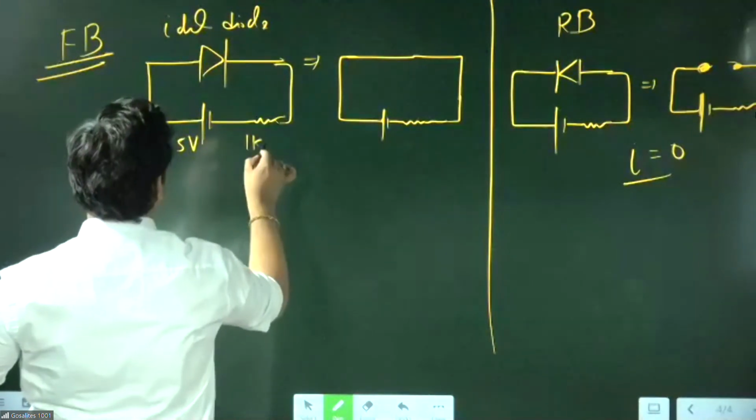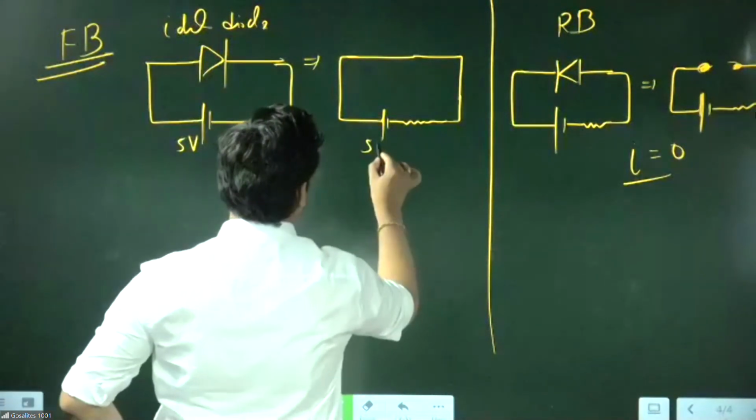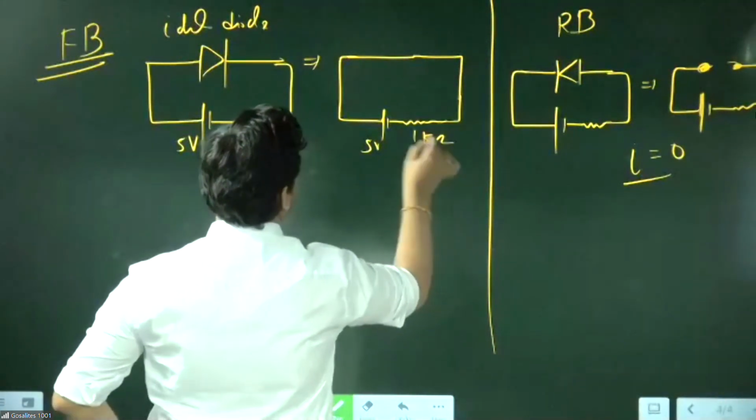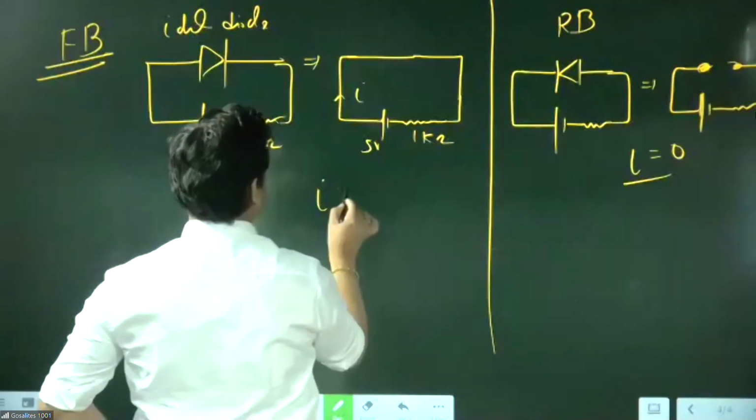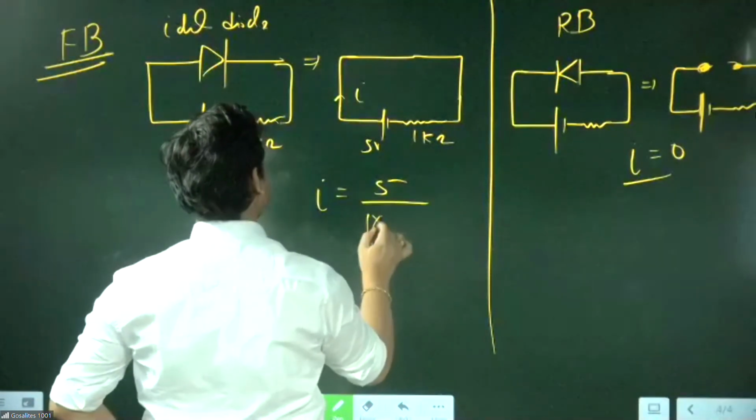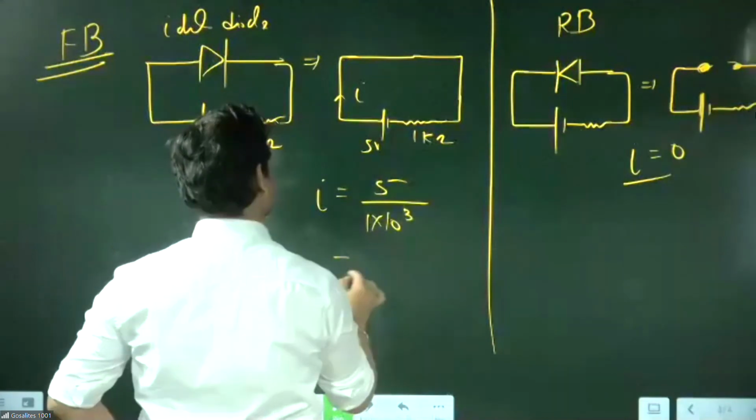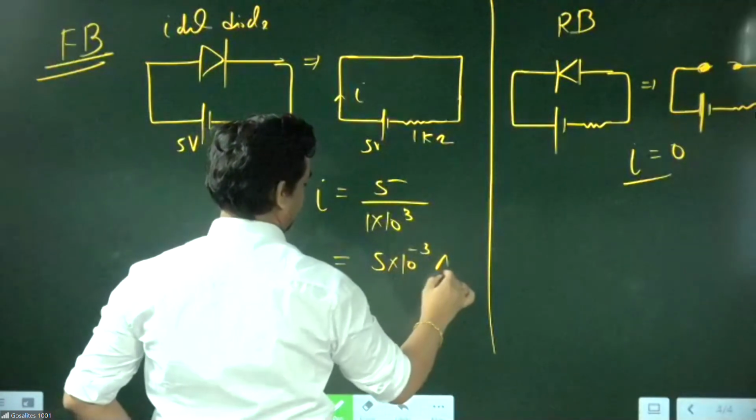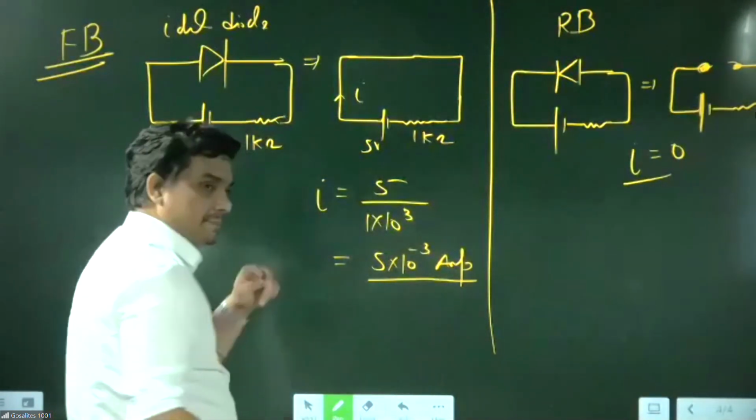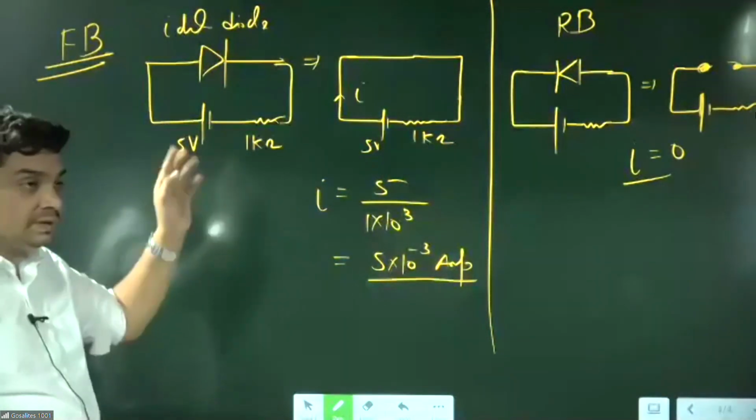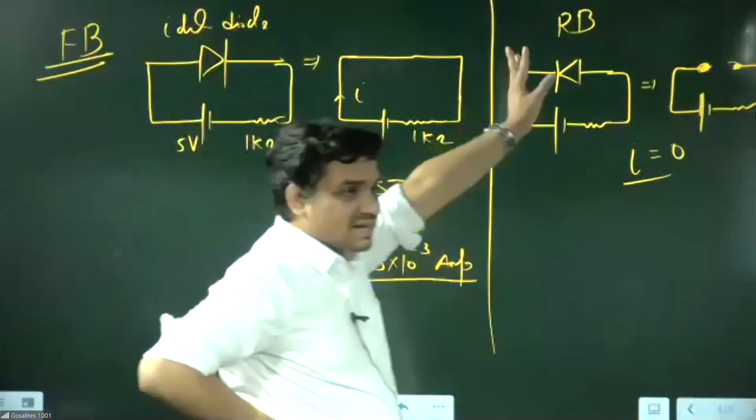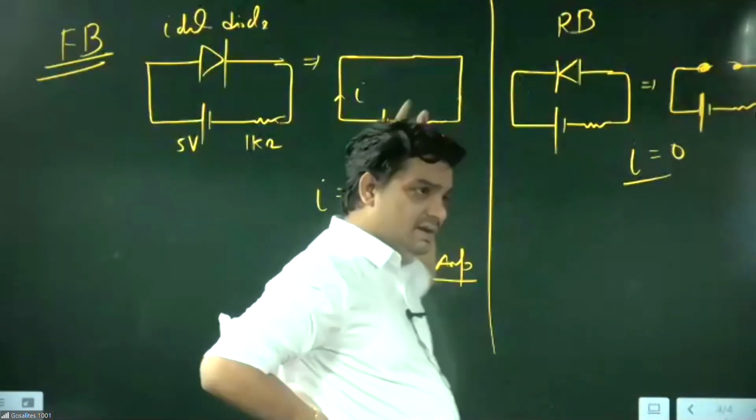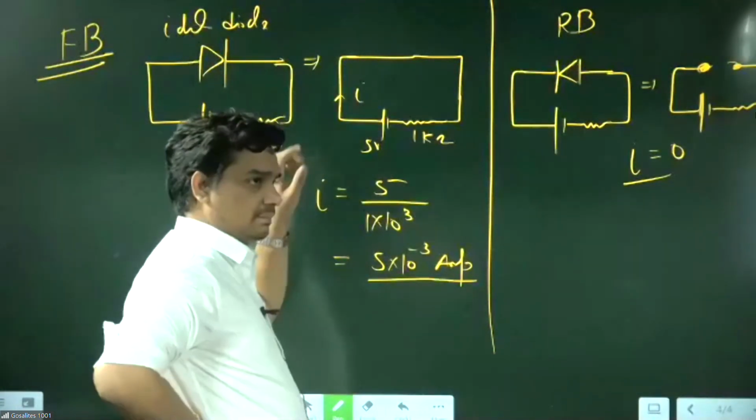Here we can connect an ideal diode with, say, 5 volt and 1 kilo ohm, so we can easily find the current. Current will be equal to 5 by 1 into 10 power 3, which becomes 5 into 10 power minus 3 ampere, or we can say milliampere. So here you have to just cut the circuit, remove that part, and replace the diode with plain wire if it is the ideal diode.